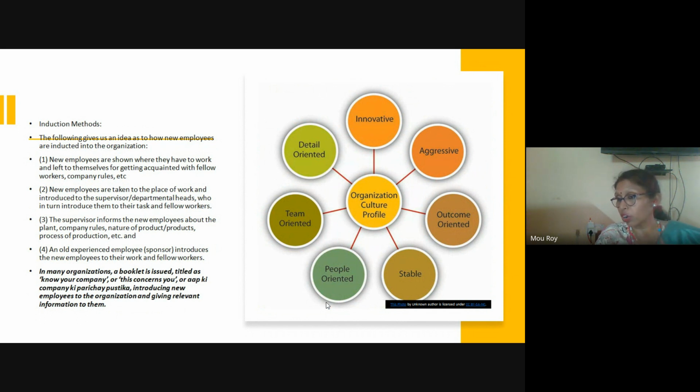We are in the field of hospitality and tourism, so we are customer oriented, because once a customer is satisfied, business will automatically arise. So you should be people oriented, customer oriented, team oriented. Yes, you have to work together, and it should be very detail oriented. This is how the organization culture of an organization should be.